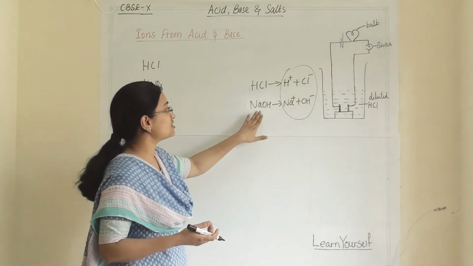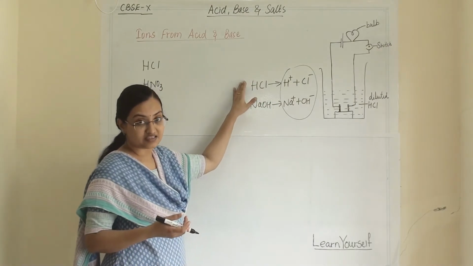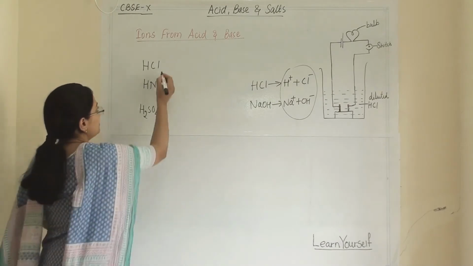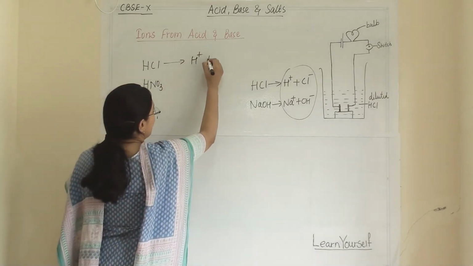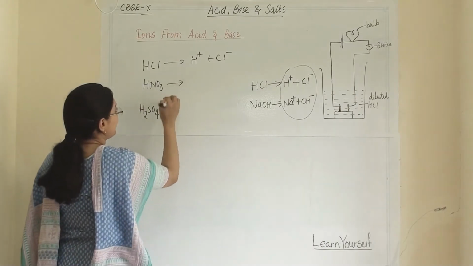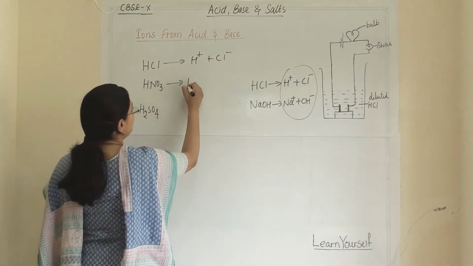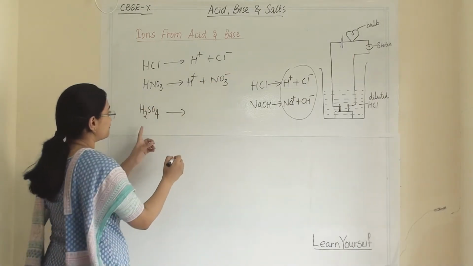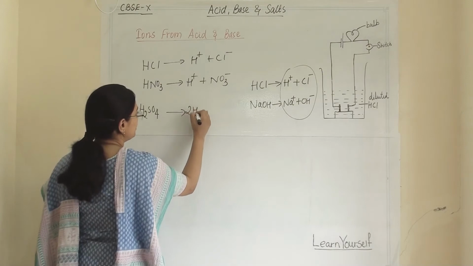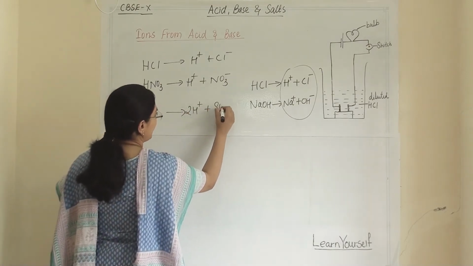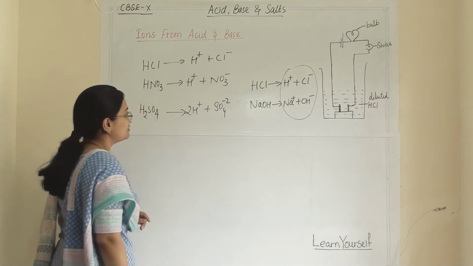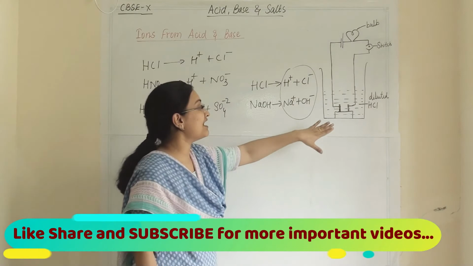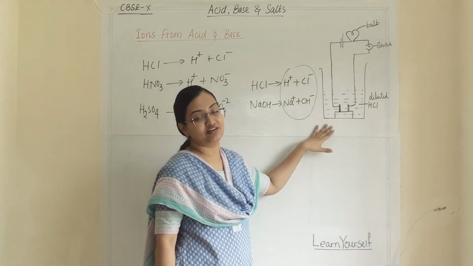So this is the dissociation product of acid and base. When you mix an acid with water, from HCl we will get H plus and Cl minus. In the case of nitric acid, we will get H plus and NO3 minus. In the case of sulfuric acid, we will get 2H plus and SO4 minus 2. All these ions are responsible, and they become the carriers of electricity.